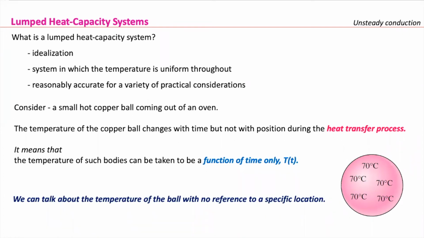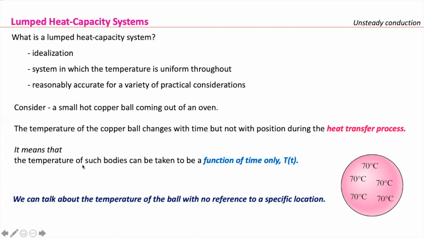So to explain the lumped heat capacity system, let's imagine that you have a small copper ball coming out of the oven. Inside the oven, every single part of the ball was at 100 Celsius, for example. After 5 minutes, when you take it out of the oven, every single point of that copper ball is going to be at 70 Celsius, like I have here in this figure. So the temperature of the copper ball changed with time, but not with position during the heat transfer process.